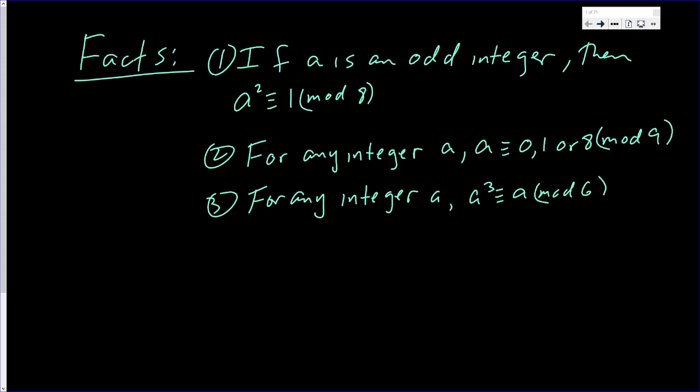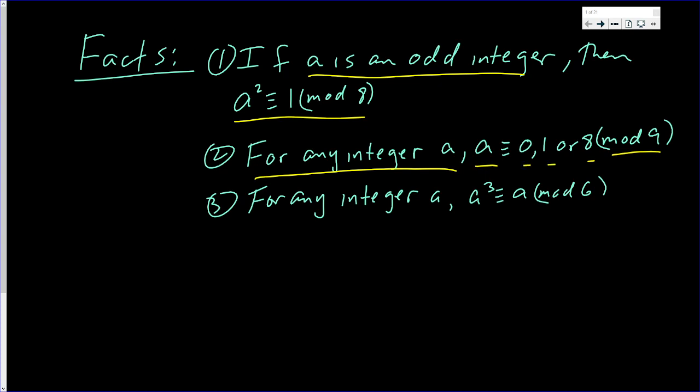In this video, I'm going to prove a few facts regarding modular arithmetic. It goes on to say that if a is an odd integer, when you square a, you'll get 1 modulo 8. If a is any integer, modulo 9, a will be congruent to either 0, 1, or 8.